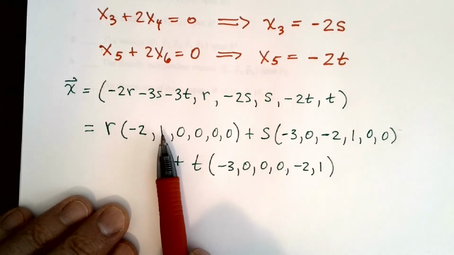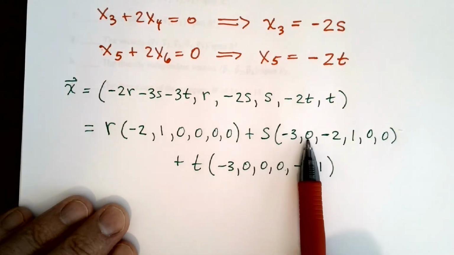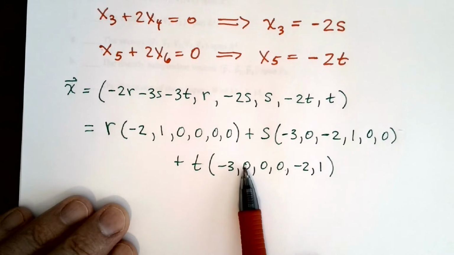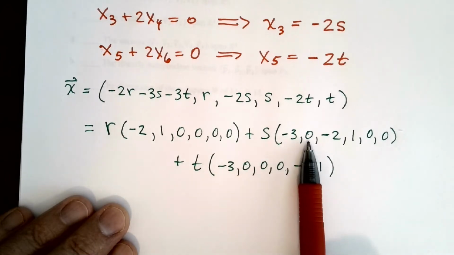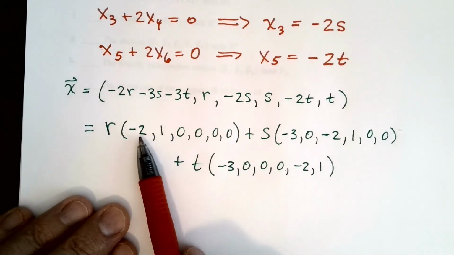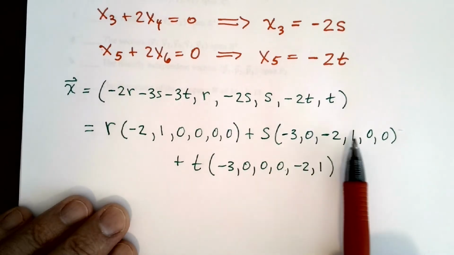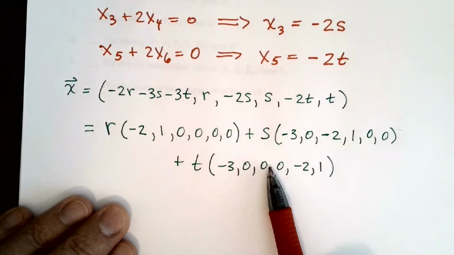Is there any way to get a 1 here by taking a multiple of this vector and this vector? Is there any way I'm going to get a 1 by taking a multiple of 0 and adding it to a multiple of 0? Not going to happen. So this vector here cannot be written as a linear combination of these two. What about this vector? Can it be written as a linear combination of the other two? No. Do you see why?